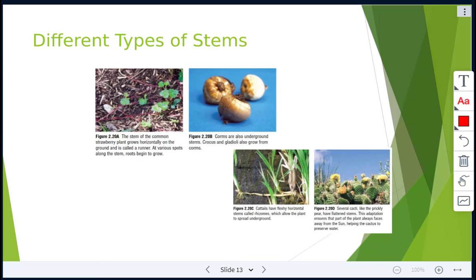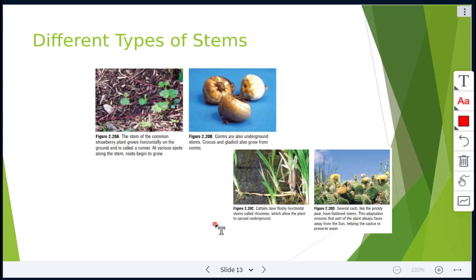So here we're looking at different types of stems. So here in this first image we have strawberry plant. The stems of strawberry plants, they grow horizontally on the ground. It's called a runner. At various spots along the stem, roots begin to grow. These are corms, they're underground stems.